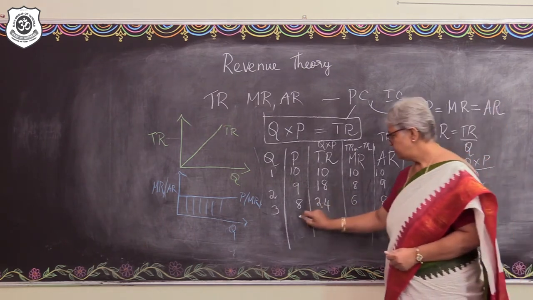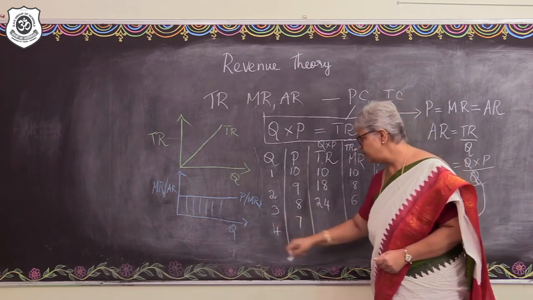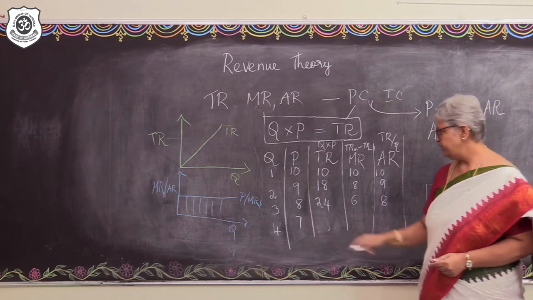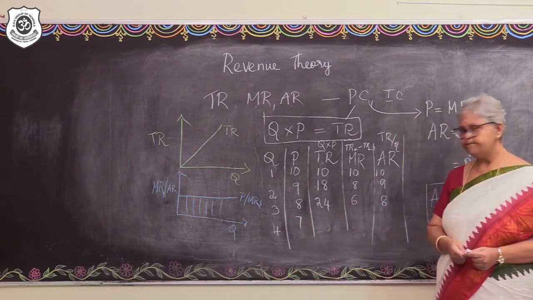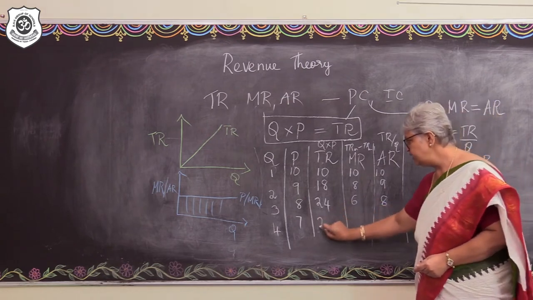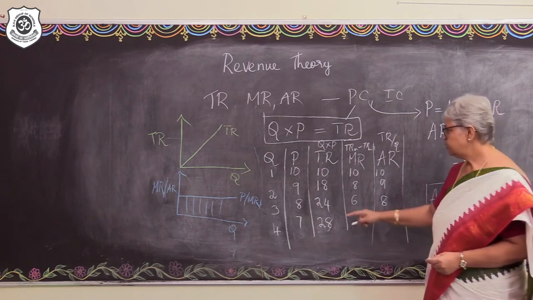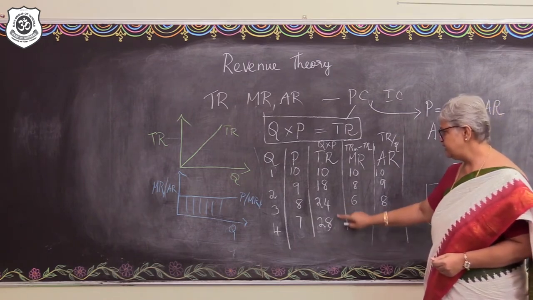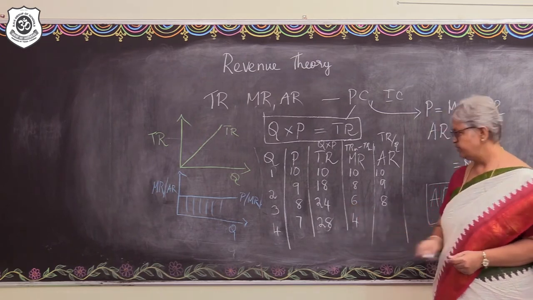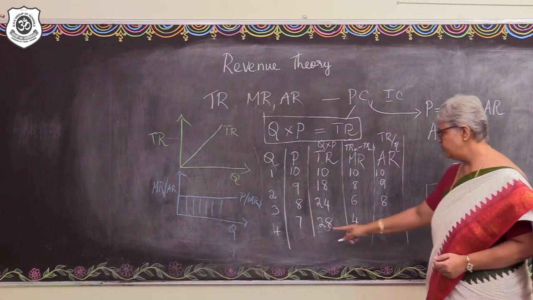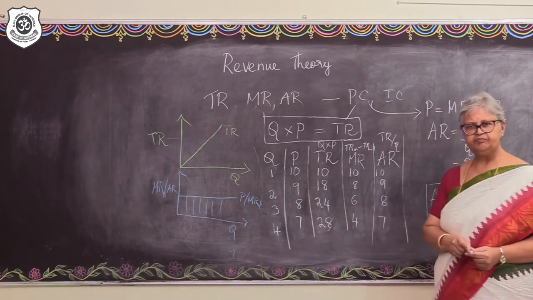Okay. Now, let us understand further. Fall in the price might lead to some more sale. Right? So, what is going to be the total revenue in such a case? The total revenue will increase to the next level, 28. Fine. So, the change in the total revenue is 28 minus 24. So, that will be 4. Right? And what about the average revenue? That's going to be 28 by 4 and that is going to be 7.